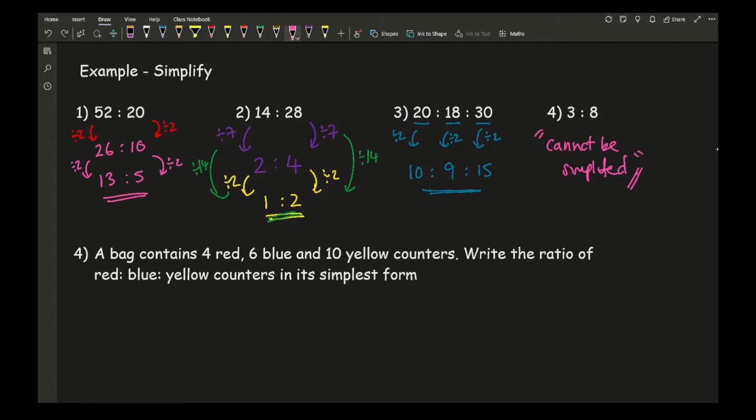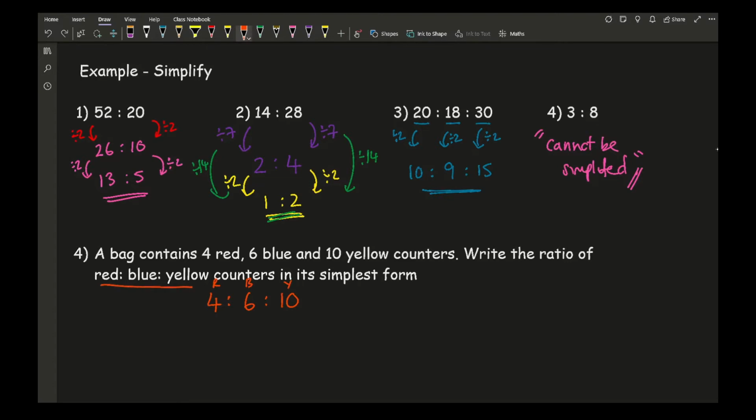So let's have a look at a worded question. It says a bag contains 4 red, 6 blue and 10 yellow counters. Write down the ratio of red to blue to yellow counters in its simplest form. So I would actually get 1 mark for writing 4 to 6 to 10. And again, I'm just making sure that I've got red to blue to yellow because I want it in this order. So I need to write the ratio in that same order.